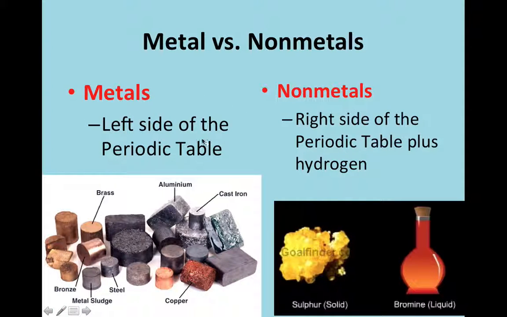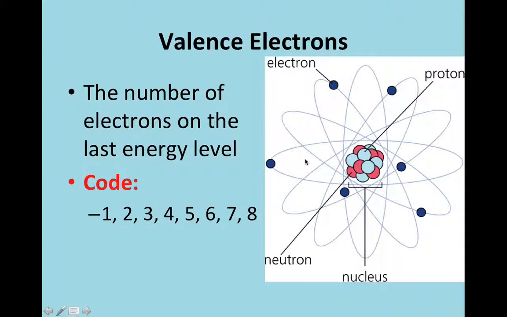Metals, remember, they are the largest group. They're found on the left side of the periodic table. Actually, they're to the left of the stair-step line, and nonmetals are to the right of the stair-step line. They do include hydrogen, which is all by itself on the left side.